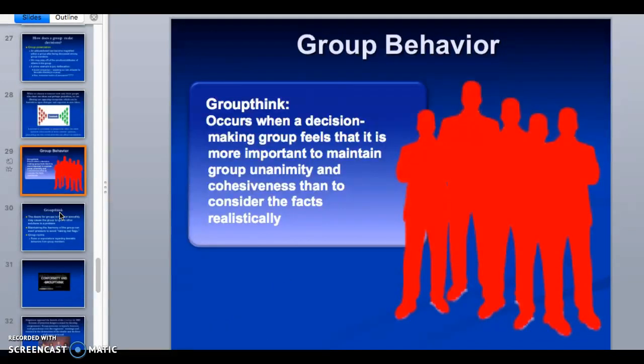And here's where we get into groupthink, which occurs when decision making is happening and the group feels it's more important to maintain their unanimity. Like, we have to stay united. We are one front. It's a cohesive thing. And so they don't consider other facts or options or opinions in their quest for staying cohesive. So let's stop there and I'll do one more podcast.